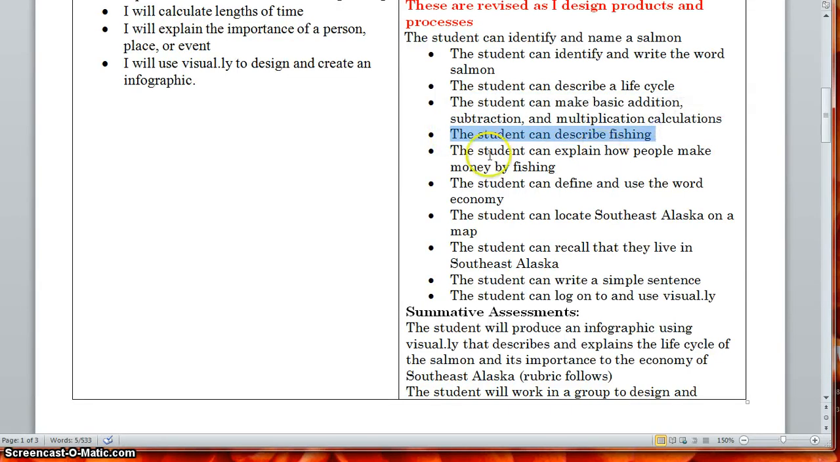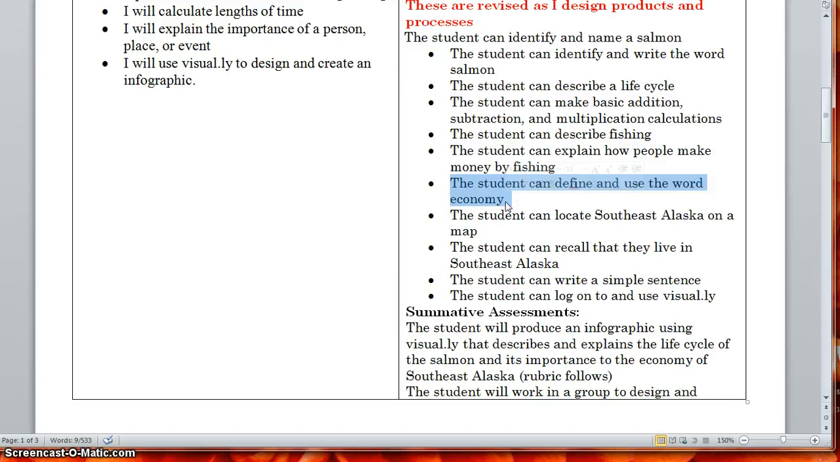Can they describe fishing? Do they understand and can they explain how people make money by fishing? What about the word economy? This is a word I'm going to use. This is where I might discover I need to pre-teach my vocabulary, and I probably should pre-teach my vocabulary anyways. So I'm thinking through these things that I need to make sure are there so that I'm scaffolding the learning appropriately, and they become part of my assessment as well.